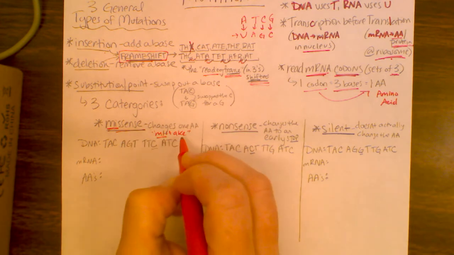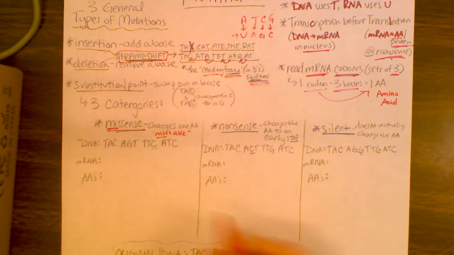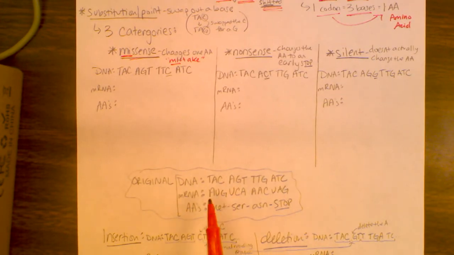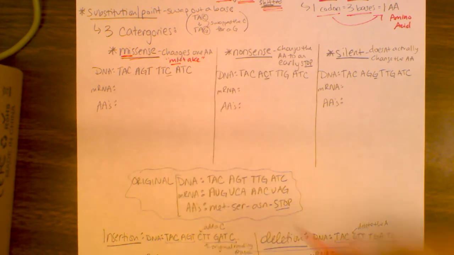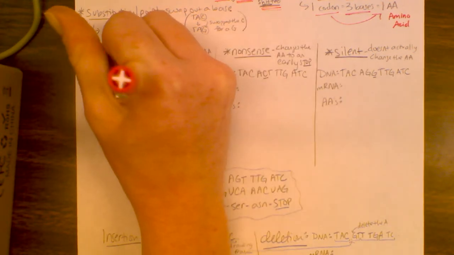So the missense changes 1 amino acid. So you are swapping a base out. It changes the codon. So let's say the original DNA was TAC, AGT, TTG, ATC, and I have the original down here for reference. So if you look here, the only thing that's different between those 2 is that C. Okay, so we changed that codon, and when you're making the mRNA, we base pair it just like we normally would.